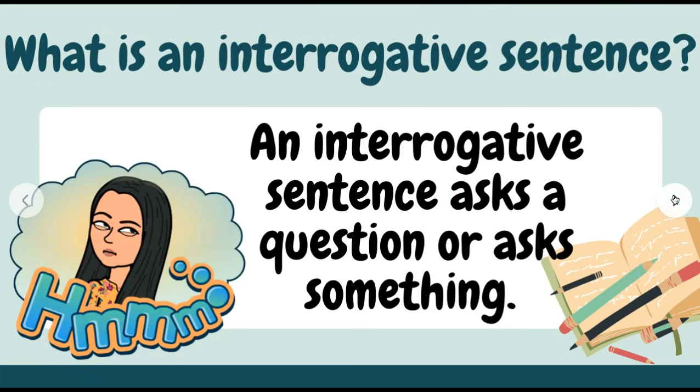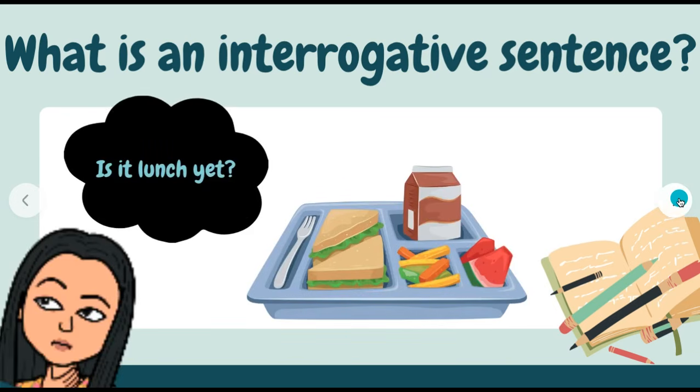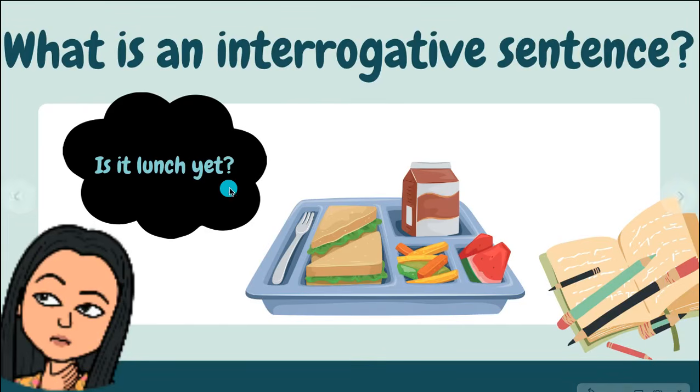What is an interrogative sentence? Now, an interrogative sentence asks a question or it asks about something. For example, is it lunch yet? You can see here in the sentence that it ends with an ending mark and it's asking a question.